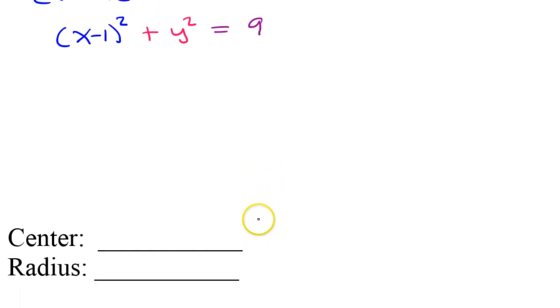I can now say what the center and the radius is. The center is going to be the opposite of this. Okay, so that'll be positive 1, comma. Well, this doesn't have a k value showing, so it must be 0. The radius will be the square root of this. So the radius is going to be 3.